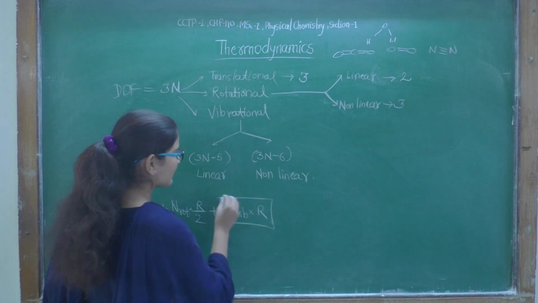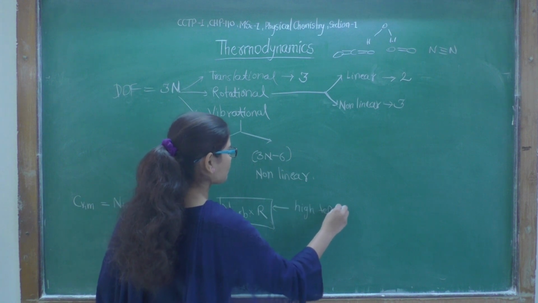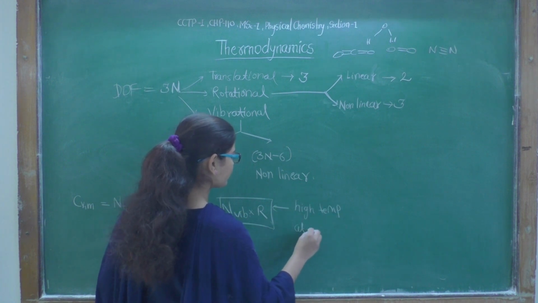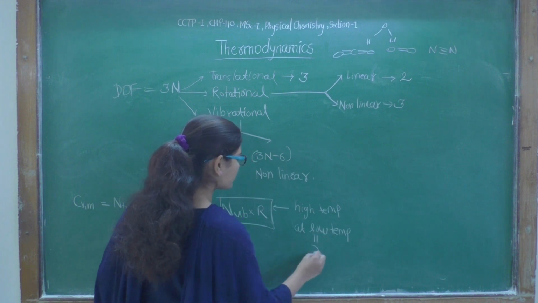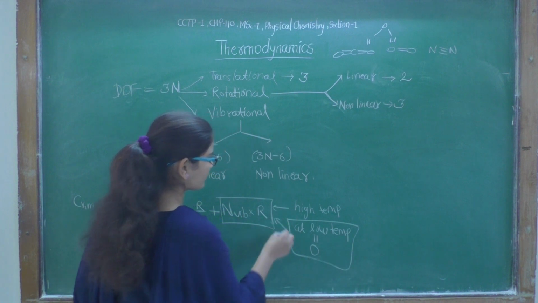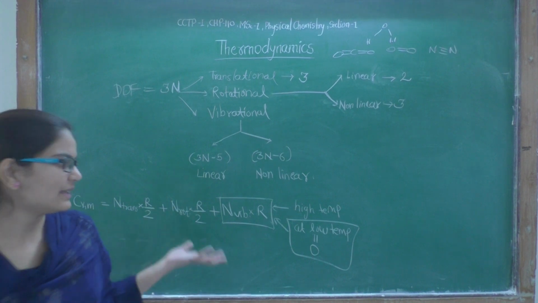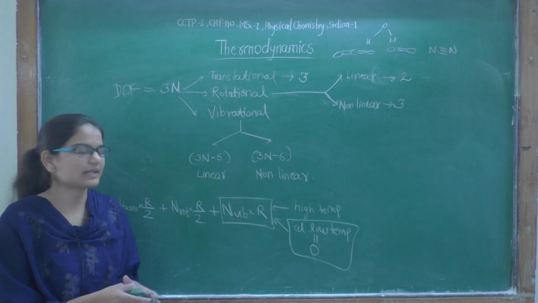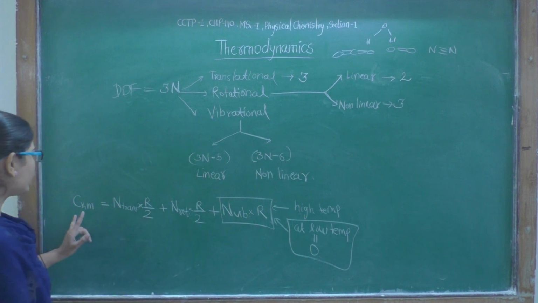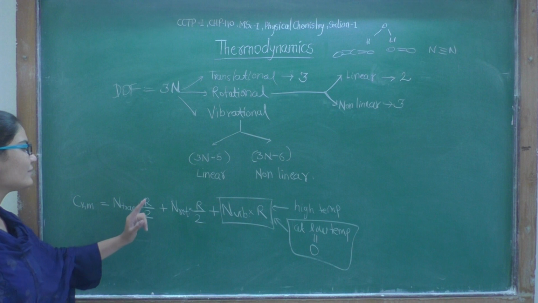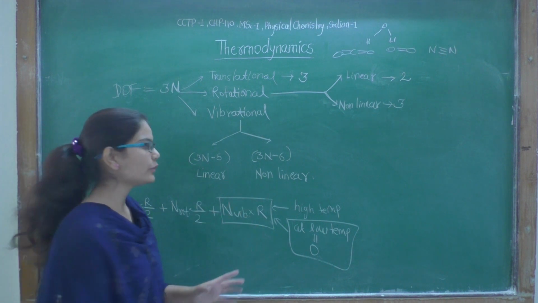This will be only at high temperature. At low temperature, it will be equal to 0. Why? Because vibrational motion will be very small at a very low temperature, and hence it will not contribute. But if temperature is high, then the formula is CVM is equal to number of translational into R by 2, plus number of rotational into R by 2, plus number of vibrational into R.